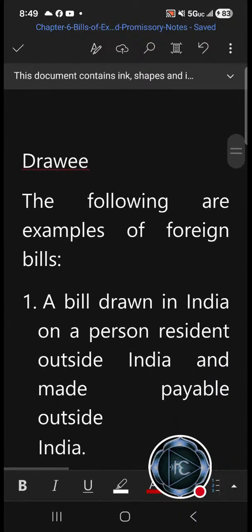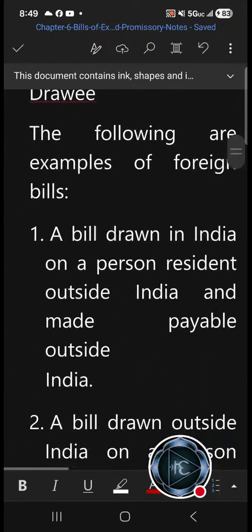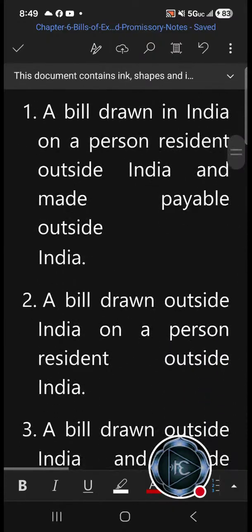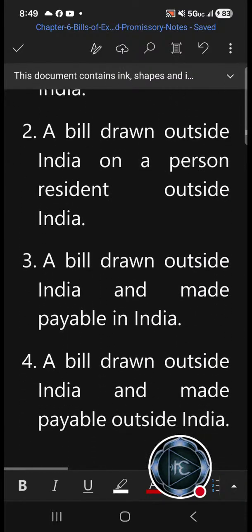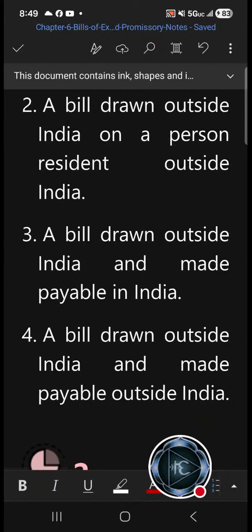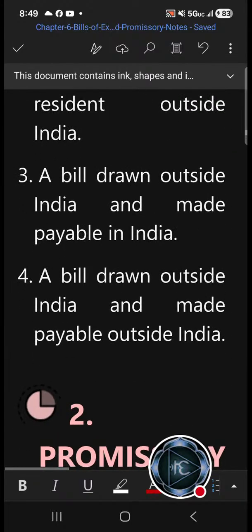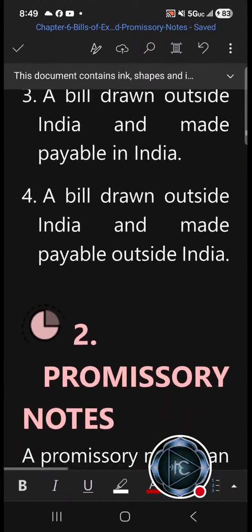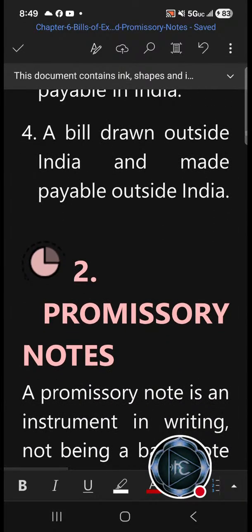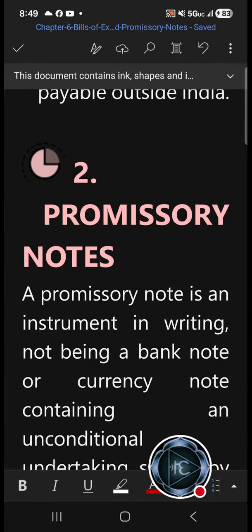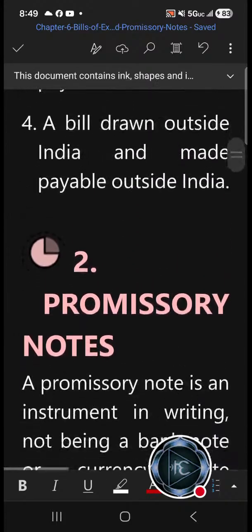The following are examples of foreign bills. A bill drawn in India on a person resident outside India and made payable outside India. A bill drawn outside India on a person resident in India. A bill drawn outside India and made payable in India. A bill drawn outside India and made payable outside of India. Pay attention to how the positions change, but the point is it's going from one place to another.